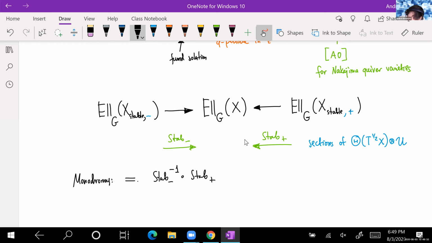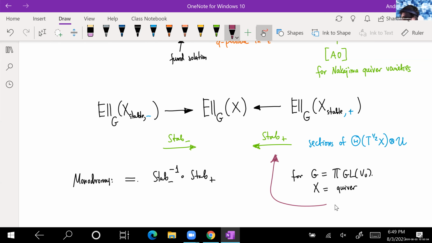And now already in that paper, for G equal to a product of GL of V_i, and X is some kind of quiver data, so this is kind of Nakajima variety context, this map is computed in our paper. So this is the paper we called quasimap counts and Bethe eigenfunctions. So this is in this Bethe paper.